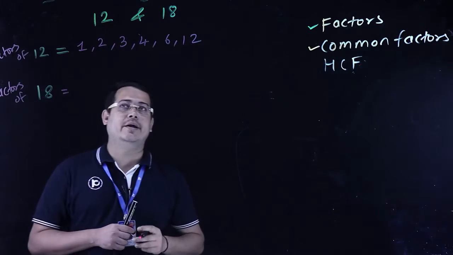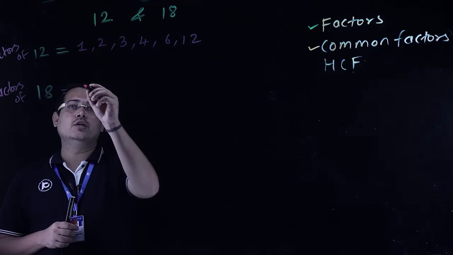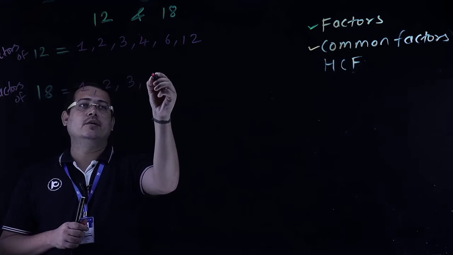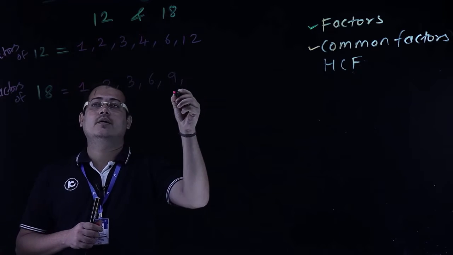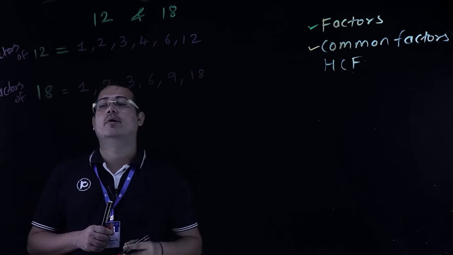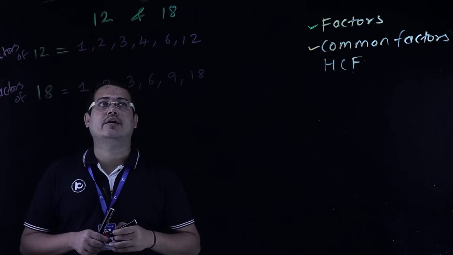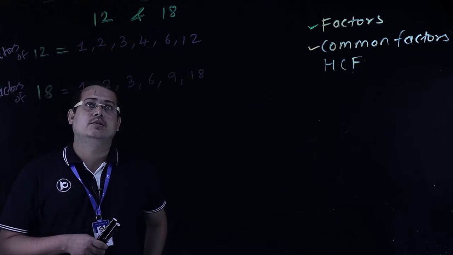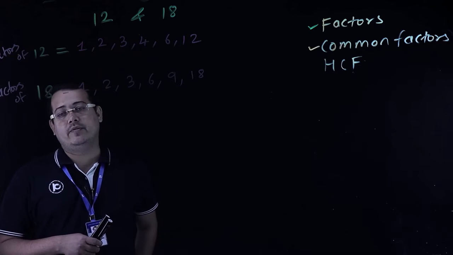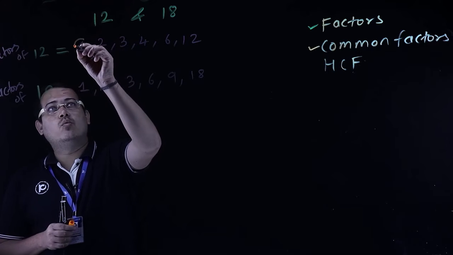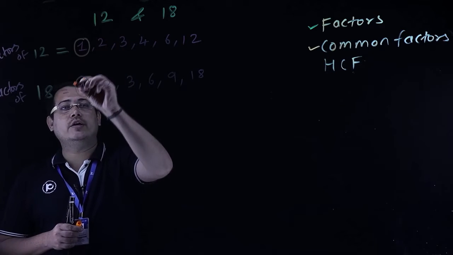Now let's talk about 18. We have already found out the factors of 18. The factors are 1, then 2, then 3, then 6, then 9, and then the last number is the number itself, that is 18. So these are the factors of 18 and these are the factors of 12. Now we just have to circle the factors that are common, and then list out the numbers.